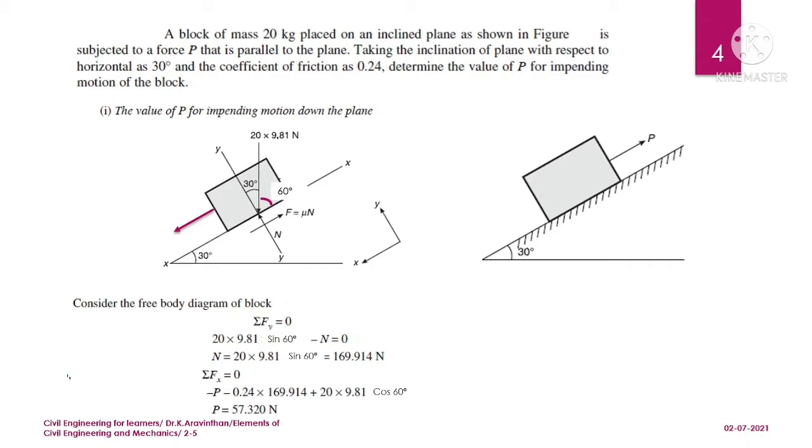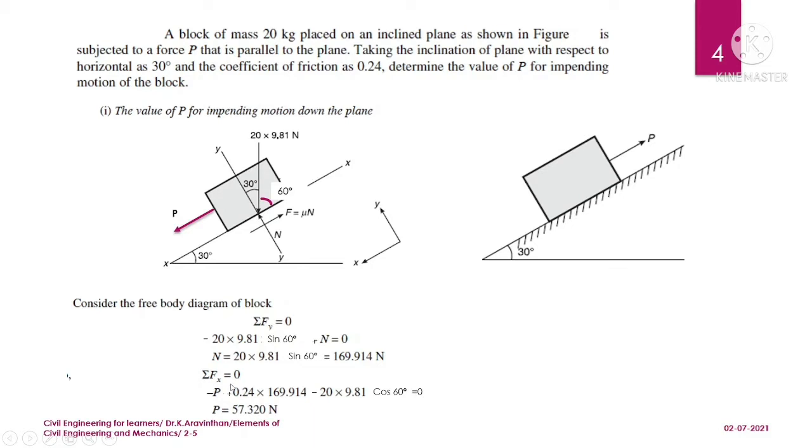So if you resolve the 20 into 9.81 force from the vertical, you have 30 degree. If this is the plane at 30 degree, and you drop a horizontal line here, you get a 30 degree angle. So the rest of the angle will be 60 degree, which is what is written here, a 60 degree angle with respect to the axis. Resolving perpendicular to the plane, you have minus 20 into 9.81 sine 60 degree, and an upward force N, which is plus N. Take this outside and you can find the N value.